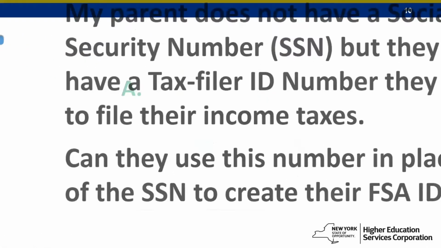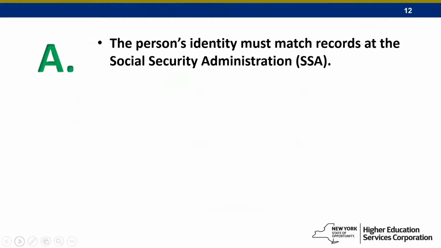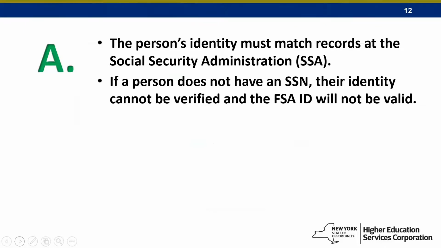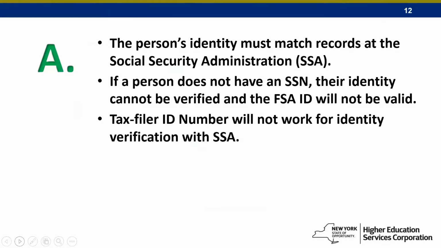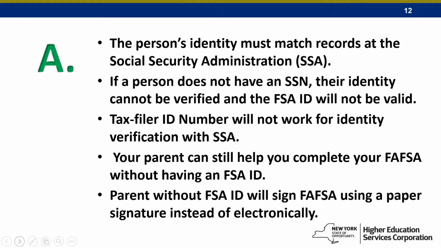The answer to this question is that your parent must have a social security number. When creating an FSA ID, the person's identity is verified by matching their information against the records at the Social Security Administration. If someone does not have a social security number, then their identity cannot be verified, and thus the FSA ID will not be valid. However, just remember that your parent can still help you complete the FAFSA without an FSA ID. They'll just have to sign the FAFSA using a paper signature instead of signing it electronically.